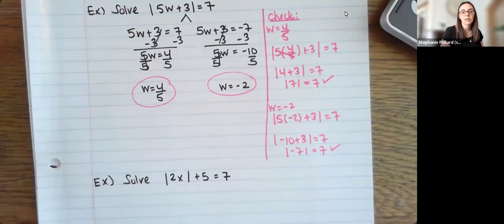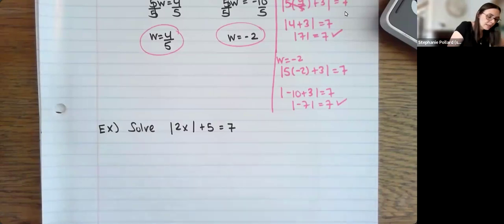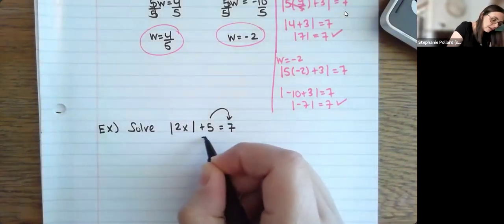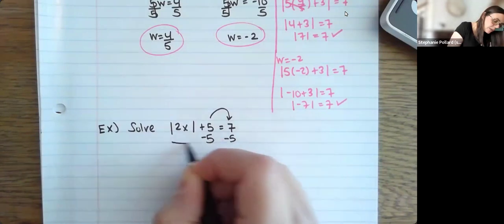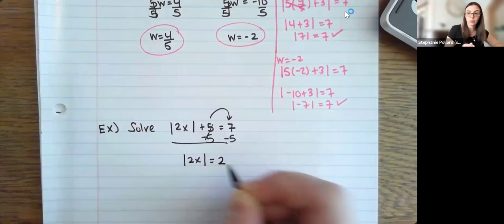All right, so here's another example. And this time the absolute value is not by itself. So you do want to begin by getting it alone. So I'm going to take that 5 and bring it to the other side. I'm going to subtract 5 from both sides. So now I have absolute value of 2x is equal to 2.